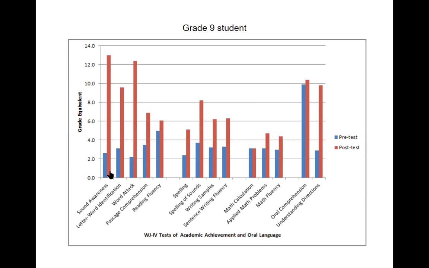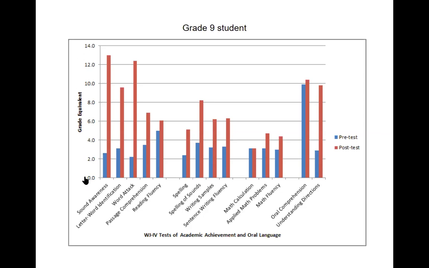The red bar represents our exit testing. So after a student has completed a full year at Trillium, we test them again using the same battery of testing. We use the Woodcock-Johnson IV so that we can demonstrate and measure growth.